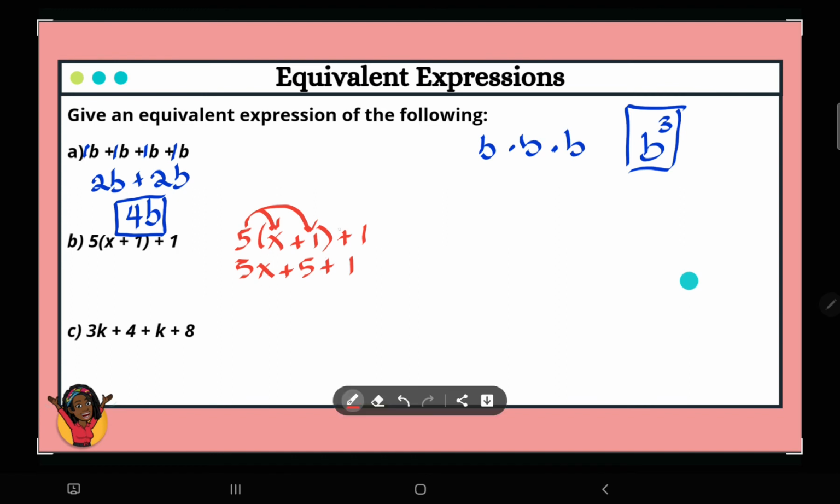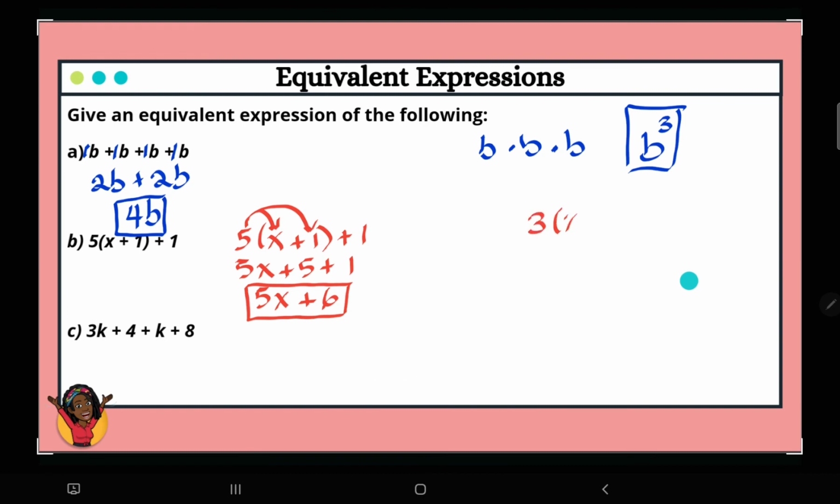That is an equivalent expression, but I want to simplify it further. I see like terms in my positive 5 and my positive 1. So 5x plus 6 would be my final answer. Okay. If you want to see one more of those examples, let's go ahead and try it.